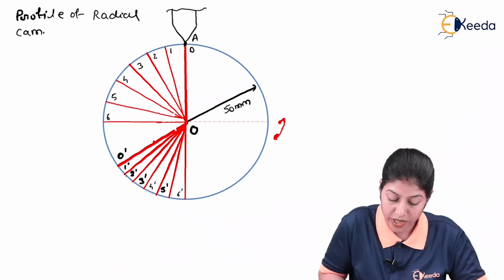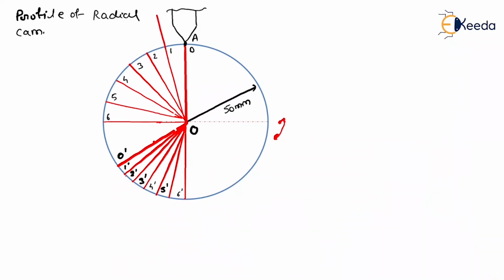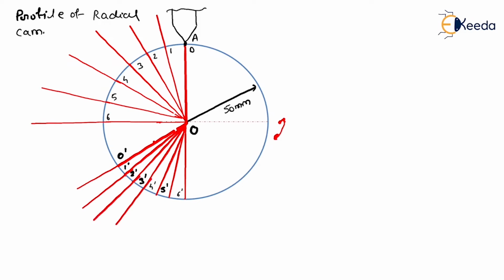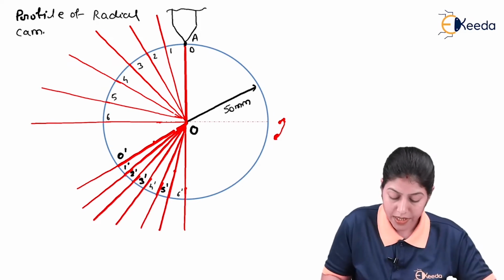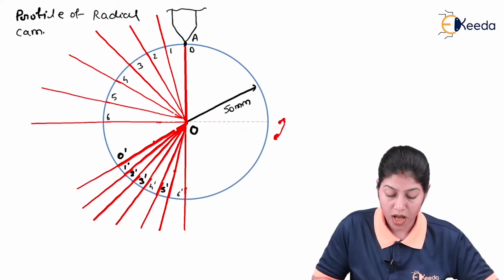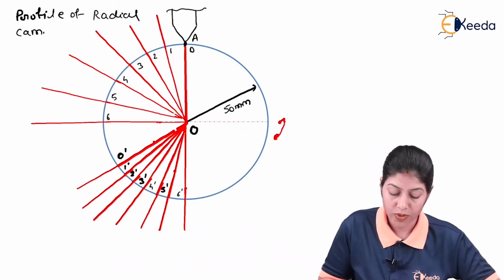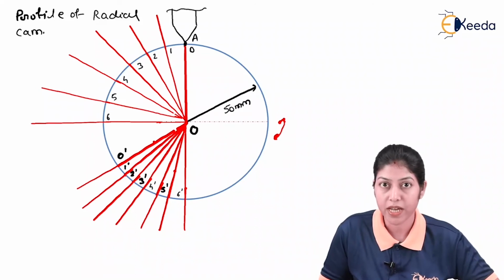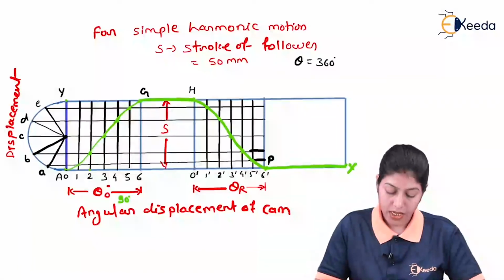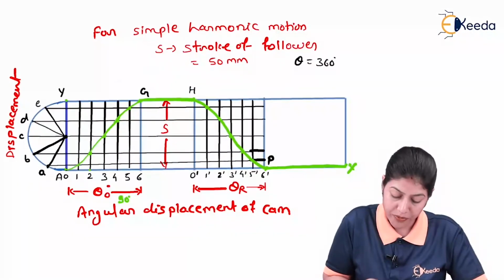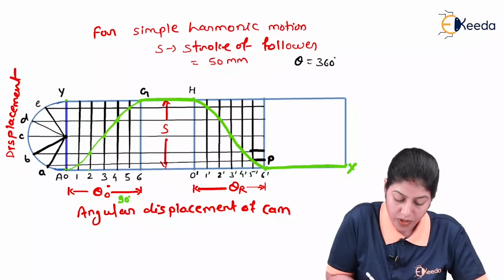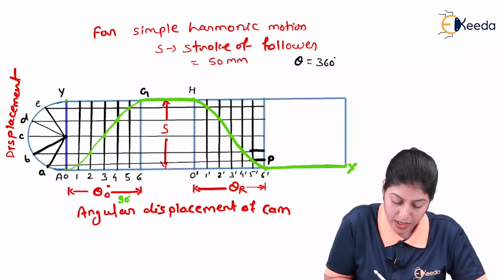Now what we will do, we will extend these lines. So here these lines are extended. Now if we want to mark the profile of the cam, we have to refer to the displacement diagram of the follower. So let's see this diagram. Here, as per the previous concept, we will mark these vertical distances.